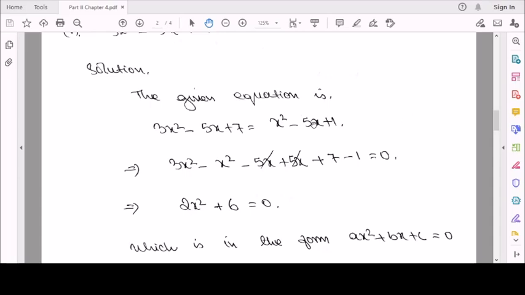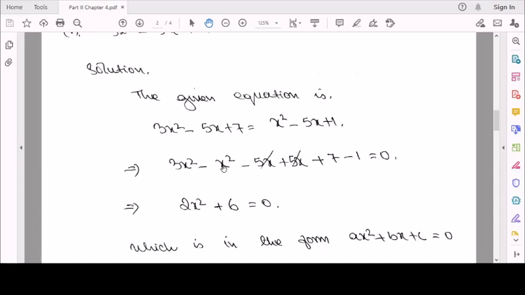The next step: 3x square and x square, one is plus, one is minus. Plus minus is minus, that means you have to subtract. You have 3x square minus 1x square, so you remain with 2x square. Which sign is greater, plus or minus? It is plus, therefore you will write 2x square.